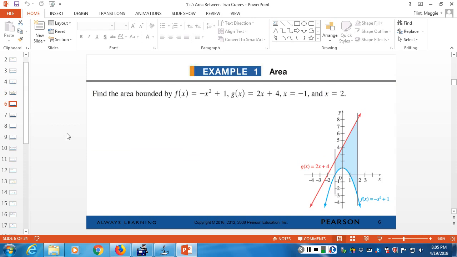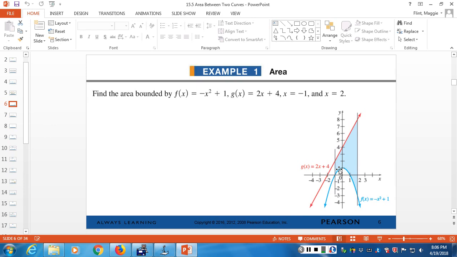So this is our first example. We're going to find the area bounded by the curve f of x is negative x squared plus 1, g of x is 2x plus 4, and we're looking between the values of x equals negative 1 and x equals 2. And this is a picture of what we're looking at. So these are already graphed. And we're trying to find the area that's shaded in blue here.